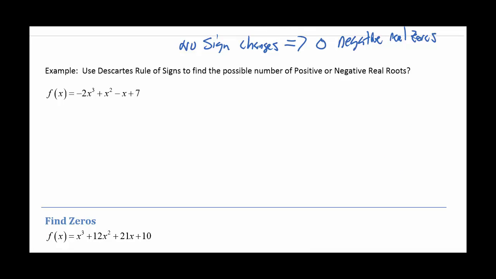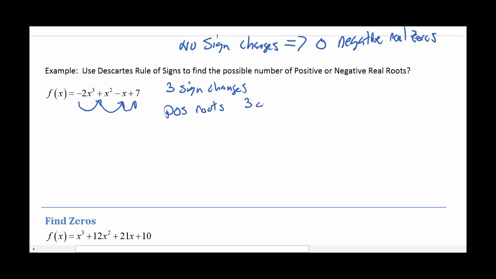So let's practice the rule of signs just on this example, and then we'll jump in and look at some actual putting rational roots together with Descartes' rule of signs and map out a somewhat decent process. So let's start with analyzing the positive solutions. So we notice we go from a negative 2 to a positive x, and a positive x to a negative x, and a negative x to a positive 7. So we had 3 sign changes. So as far as positive roots go, we know there's either 3 or 1 positive real roots.